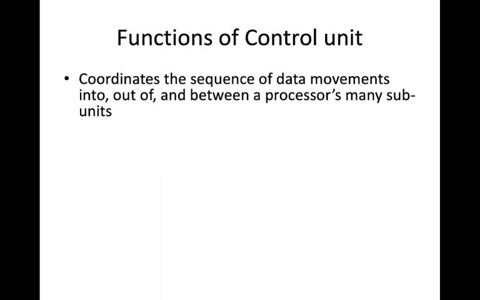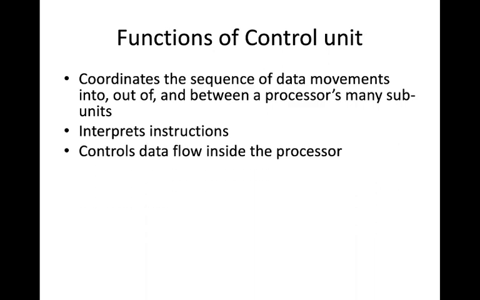So the functions of the control unit: it coordinates the sequence of data movements into, out of, and between a processor's main subunits. So it coordinates everything. All the data movements will be coordinated. It will direct the processor to send this thing to that thing, to send the data to this thing. All of this will be coordinated by the control unit. Then it also interprets instructions and controls the data flow inside the processor. Inside the processor, there will be some data flow.